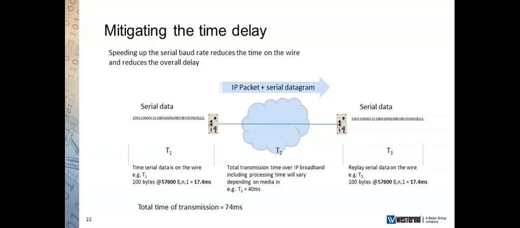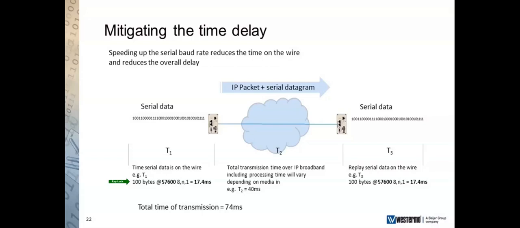Okay. One of the easiest ways to mitigate the timing delays is to step up the serial speed. Now, this does require a change to the way that the configuration is made on the remote devices. So in this case, we've got 100 bytes. Now we've set the serial speed up to 57,600 bits per second. This allows you to cut the time on the wire down on the serial side to just 17.4 milliseconds. Now, that's a big change from what it was previously, because it was 104 milliseconds.